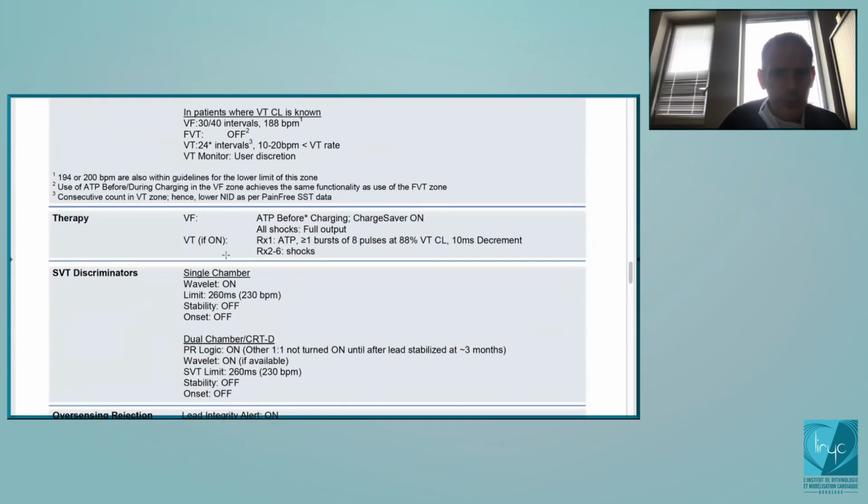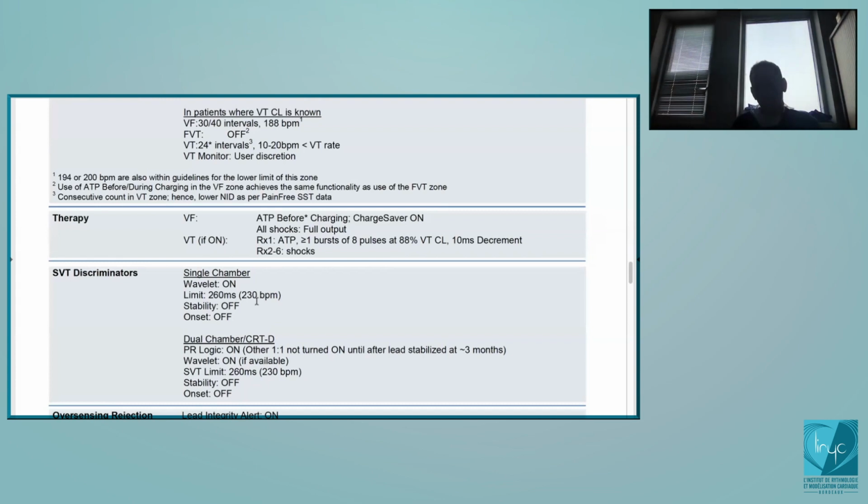Something also which is important, you see the SVT discriminators. The limit here is 230 beats per minute. So in a patient in primary prevention, of course, you need to adapt once more to the characteristics of the patient. If the patient is in complete AV block, you will not program the discriminators. But if not, then for all the patients implanted, you should give the possibility to discriminate the origin of the arrhythmia between atrial fibrillation and ventricular tachycardia, for example, up to 230 beats per minute.